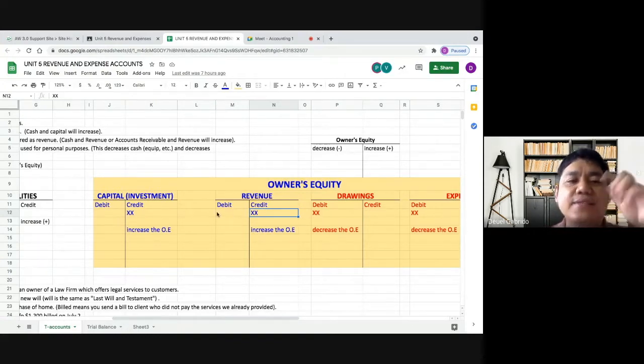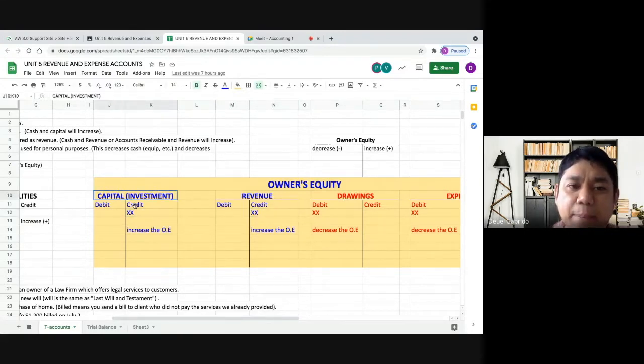Okay, so again, same thing as capital. They have the same role. Capital and revenue can increase the OE, therefore we put them on the credit. Do you understand that?